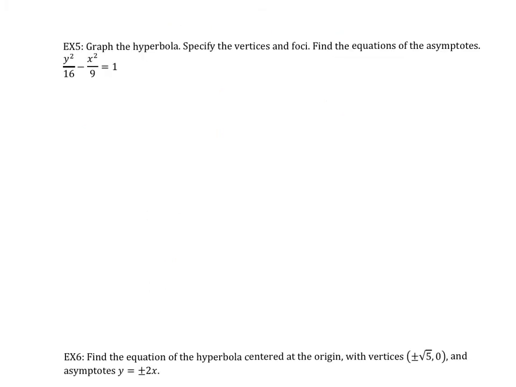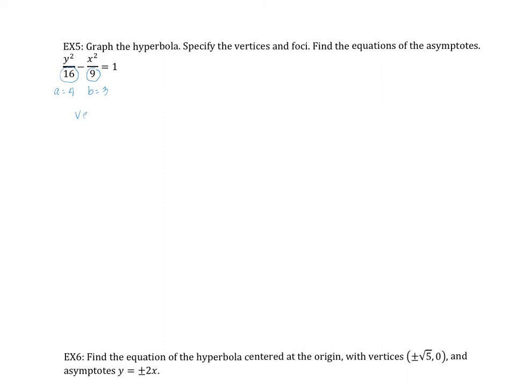Went too far. So let's go ahead and graph a hyperbola and specify vertices and foci and find the equation of the asymptotes. So those are the major pieces to it. Well, we have an equation of a hyperbola. We need to find our vertices. So remember, the a value is the vertex, and since it's y squared first, that tells me that a squared is 16. So a is equal to 4. That must mean that my b value is equal to 3.